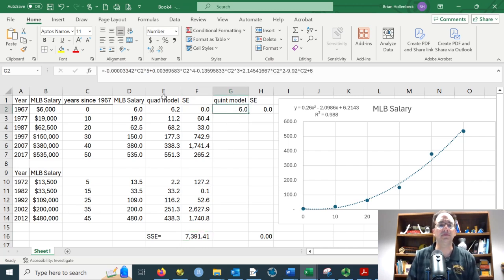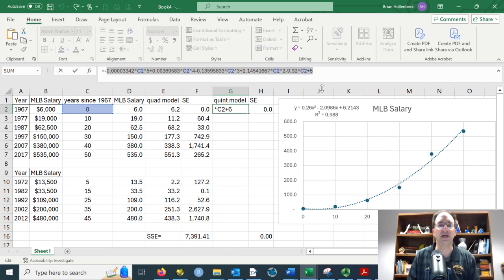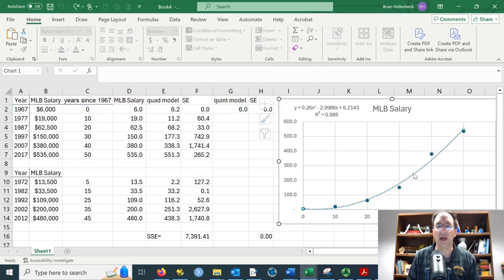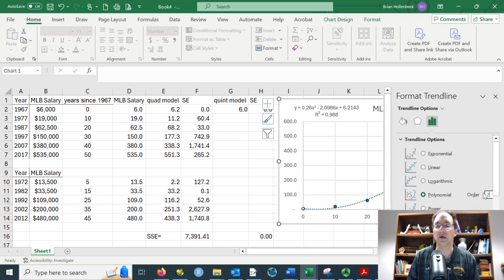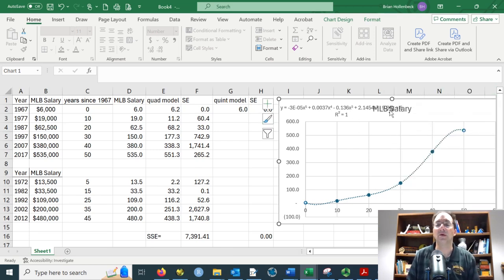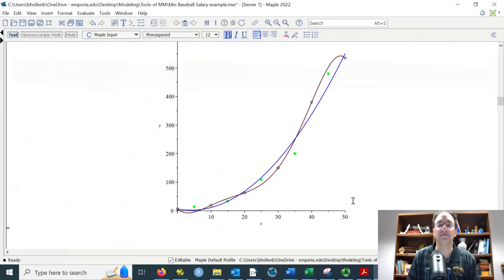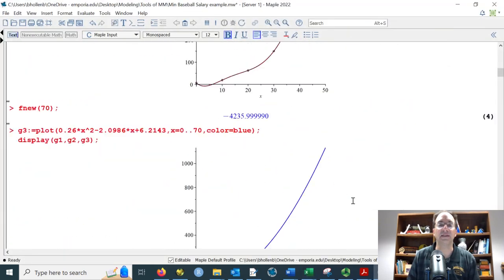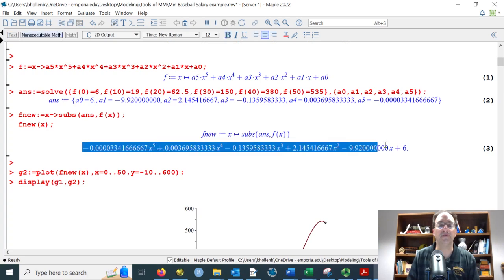And now here's the quintic model. Notice this is the same equation as we had from Maple. And this is a few enough data points we actually could let Excel calculate it for us. Notice we get an R squared of 1, not a surprise, perfect fit. And we get the same values, although it's a little hard to tell because notice there I have the scientific notation. So Maple gives us the more precise values as we saw right here.